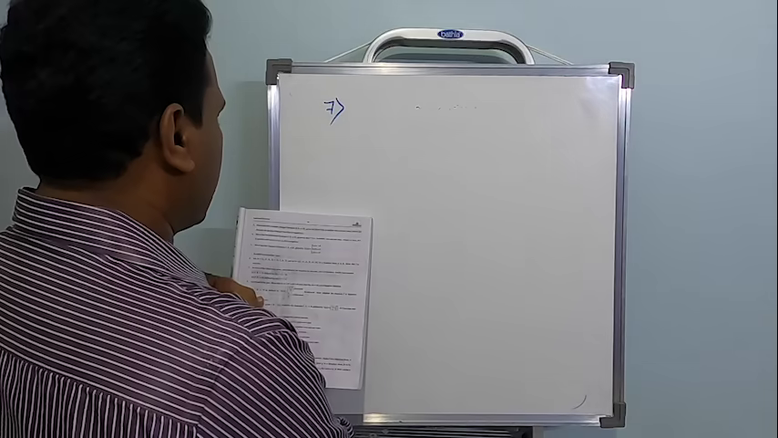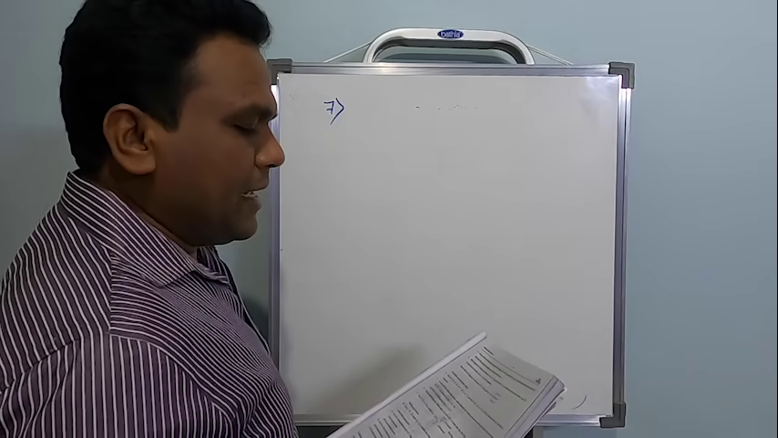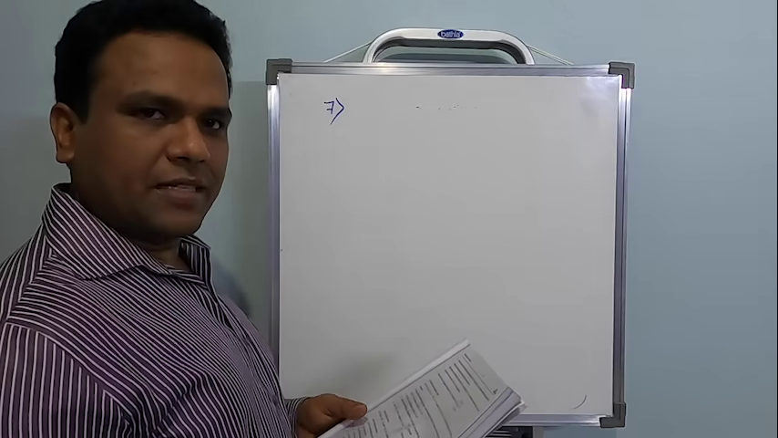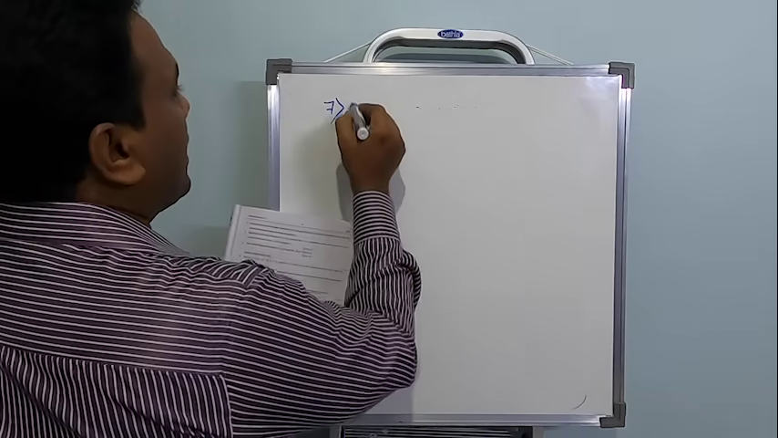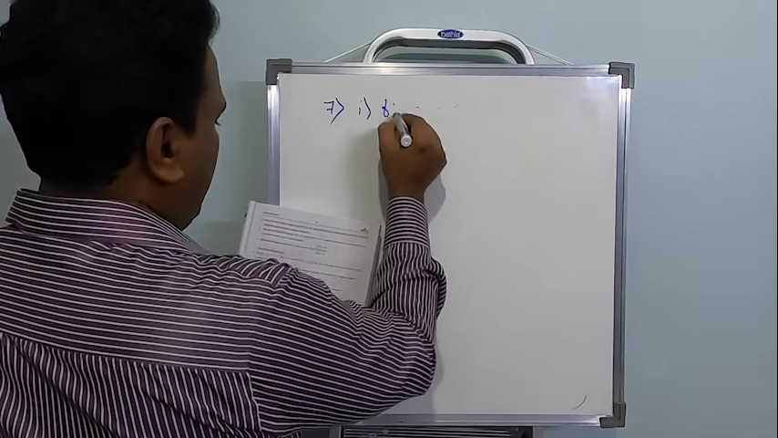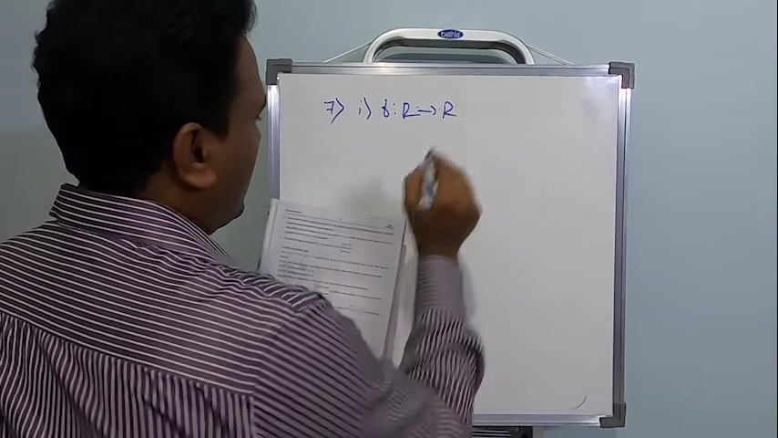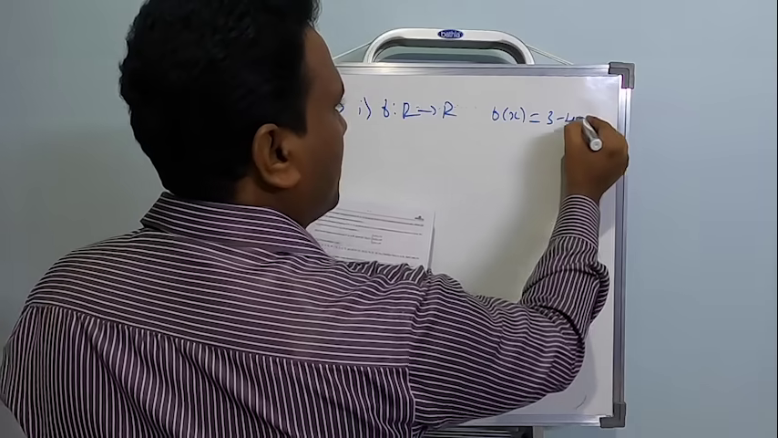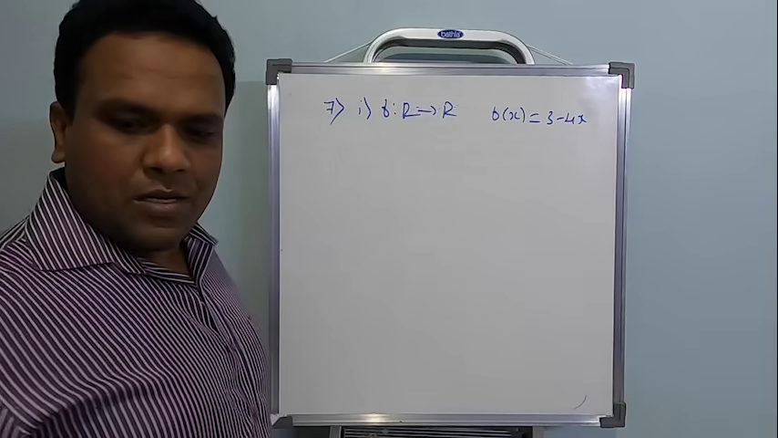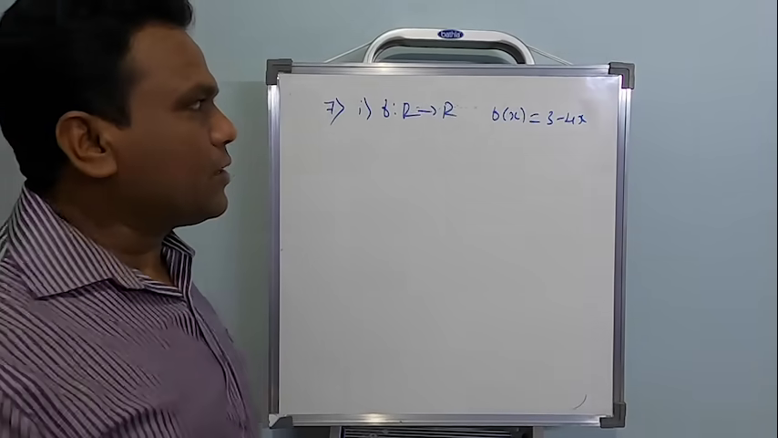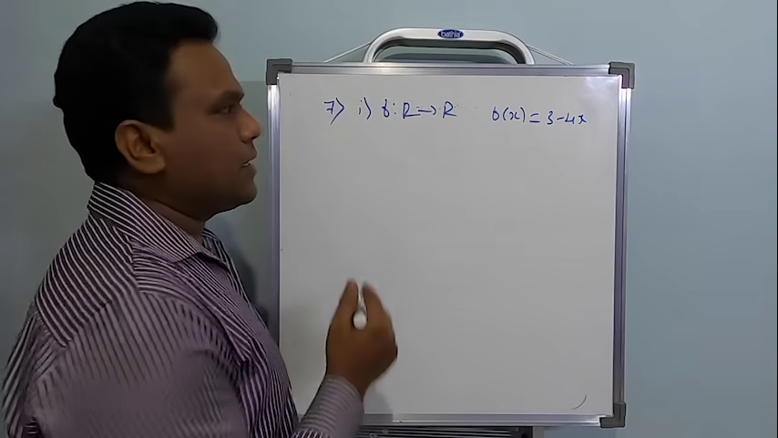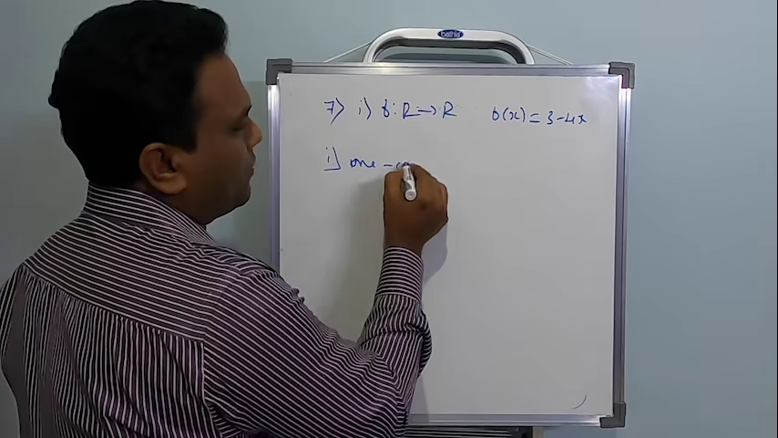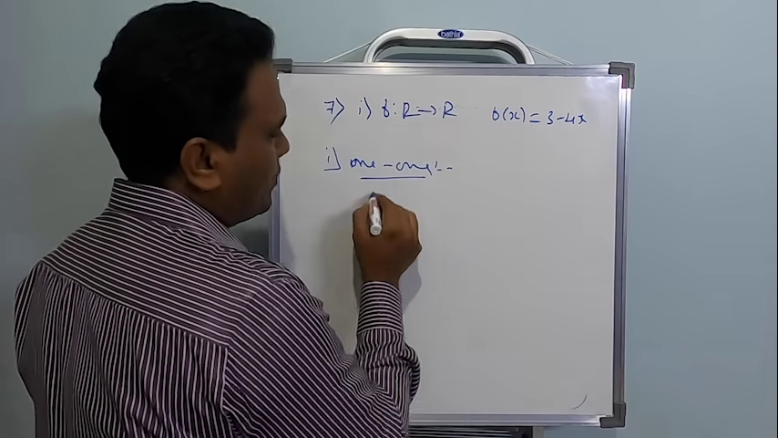With problem number 7, they ask: in each of the following cases, check for one-one, onto or bijective. Justify your answer. Under that, the first one is f from R to R defined by f of x equal to 3 minus 4x. We are going to check using the general procedure. The first one is to check for one-one. So how to check for one-one?